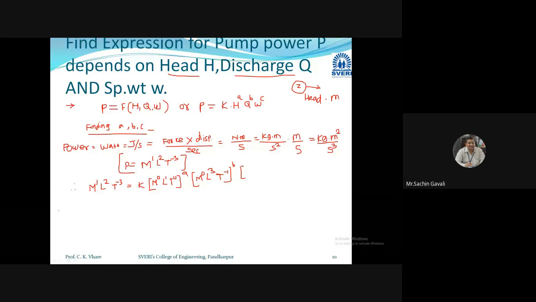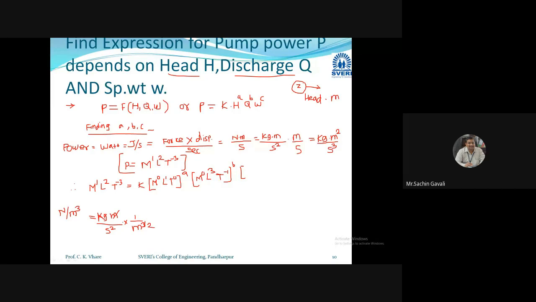Specific weight is defined as weight per unit volume, Newton per meter cube. Here, what is weight per unit volume? Newton divided by meter cube. Therefore, Newton means kg meter per second square, and into here 1 upon meter cube. So this will be cancelled.